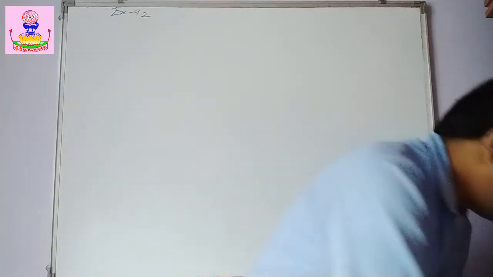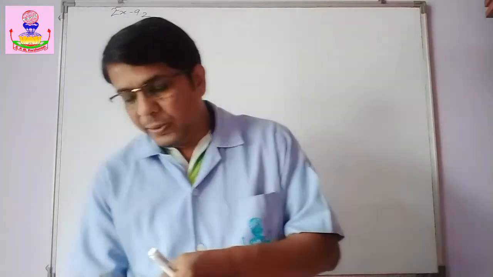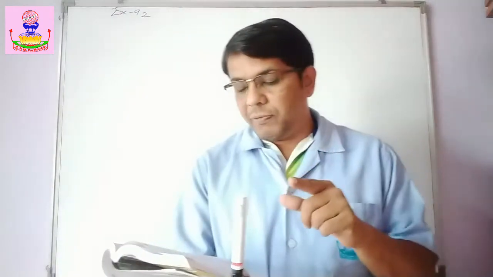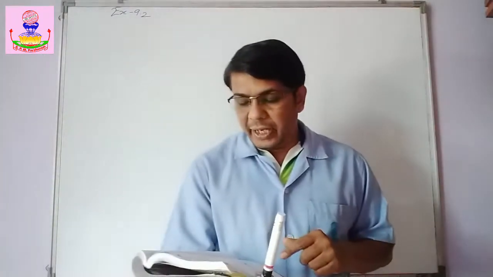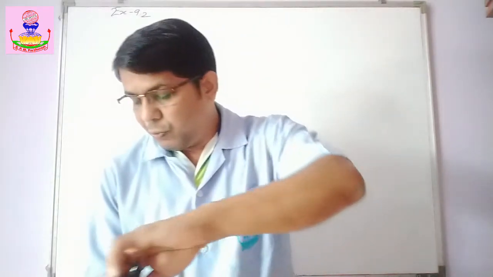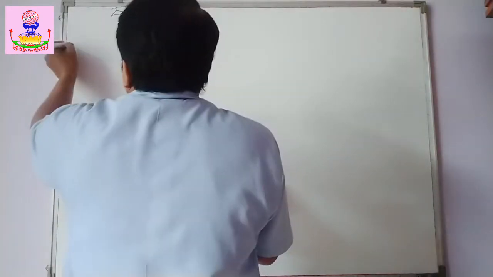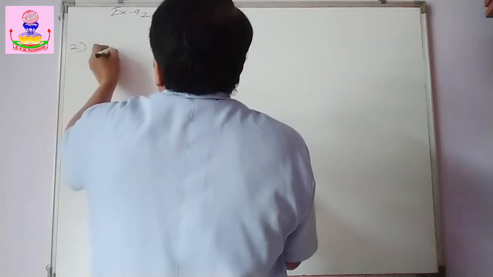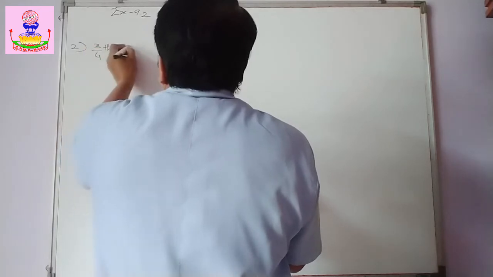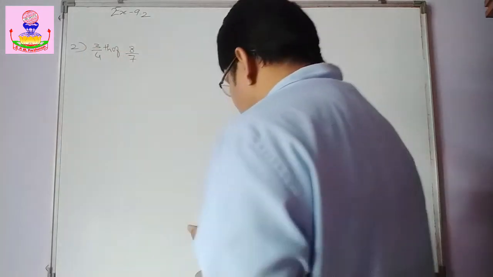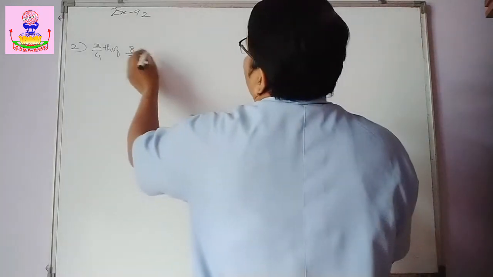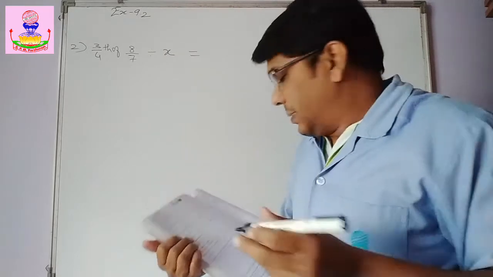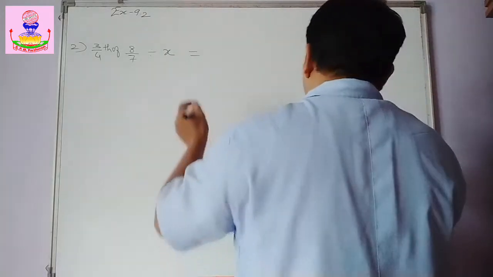Okay. So exercise 9.2, second one: by which number should 3 upon 4th of 8 upon 7 be divided to get 3 upon 4? Okay, so second example, 3 upon 4th of 8 upon 7 be divided by what number? So divided by what number? That is x. I don't know that. So that I should get 3 upon 4.